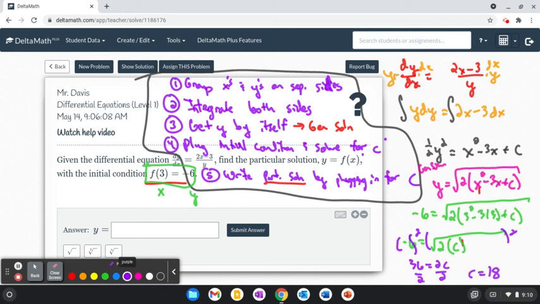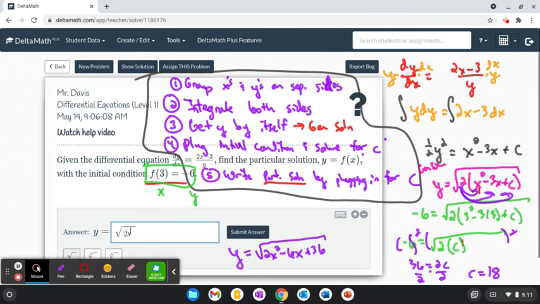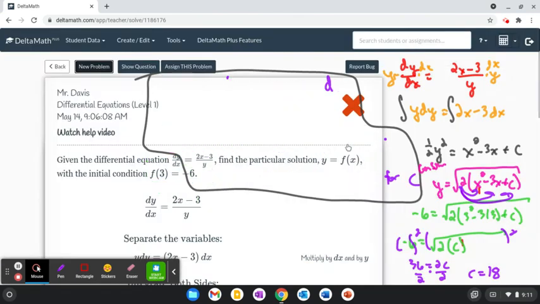Perfect. So now our particular solution is y equals the square root of, let's see, Delta Math probably would appreciate if you distributed that 2 in. So let's do that. We'll make this 2x squared minus 6x, and that c is 18, so that 2 is going to get multiplied by the 18, so it'll be 36. All right, so that's, I'm guessing, how they want you to write it in. Hopefully they're not too picky, which I know they can be sometimes. All right, let's go with that.